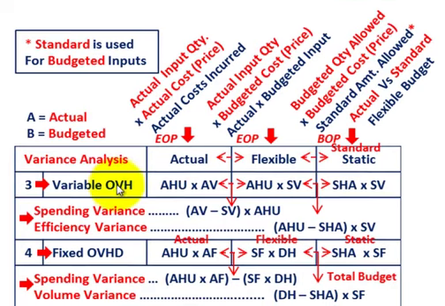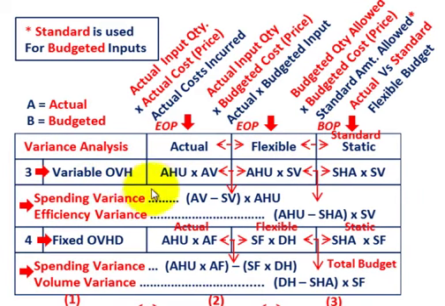So just looking at our variable overhead variance here, we're going to have a spending variance. That's simply the difference between your actual variable rate and the standard variable rate that's established, that difference times the actual hours used, because in this case we're using direct labor hours to determine our variable and fixed overheads. And that's between actual and your flexible amounts. And then the efficiency variance, that's between your flexible and your static amounts. That's simply taking the difference between your actual hours used and the standard hours allowed, times the standard variable rate. Okay, so that's for our variable overhead.